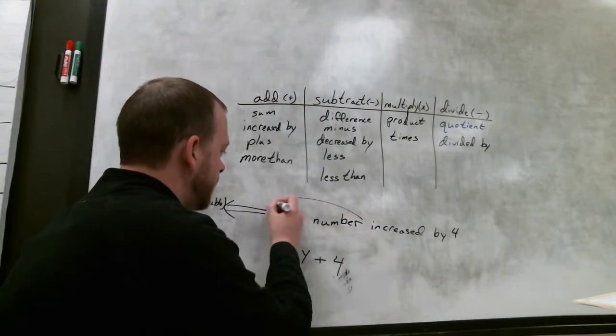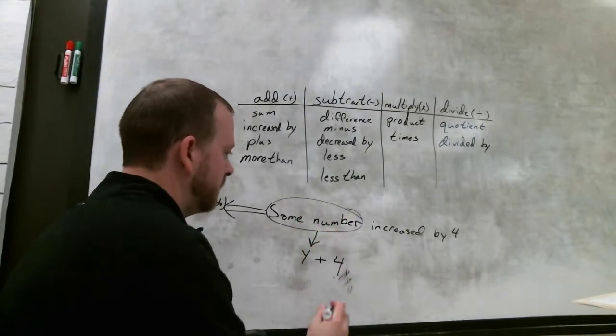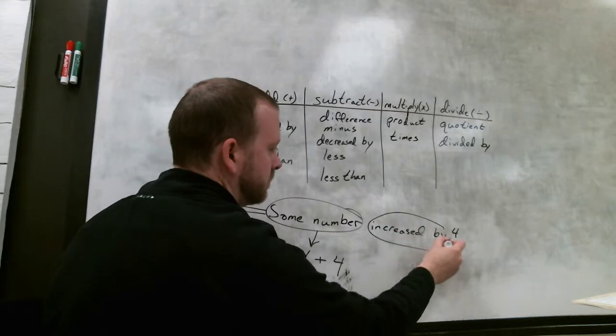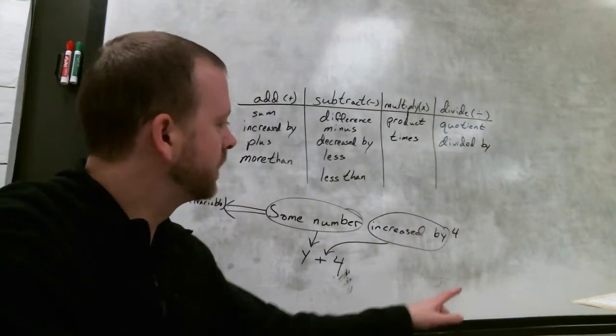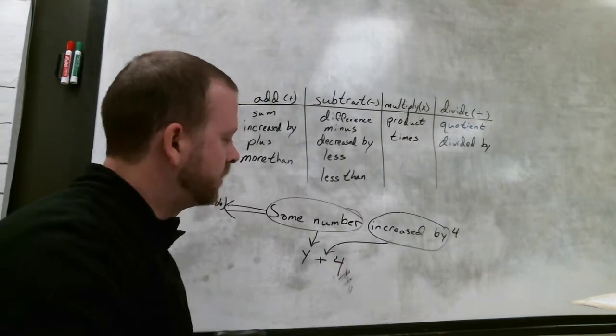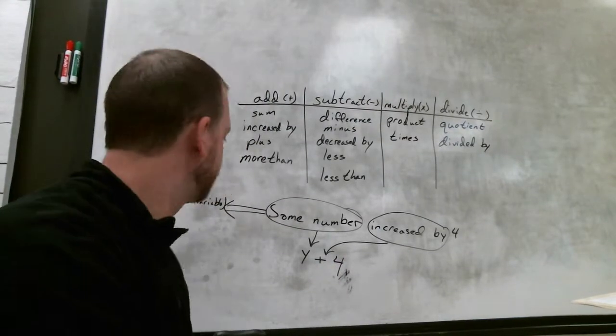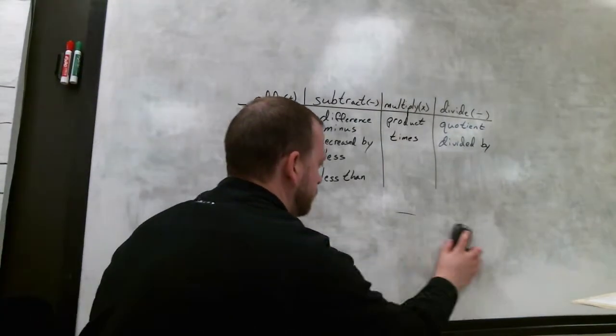Okay, so this part here is this. Increased by is my operation. In this case, it is addition. And 4 is what I'm increasing it by. Okay? Let's try another one.